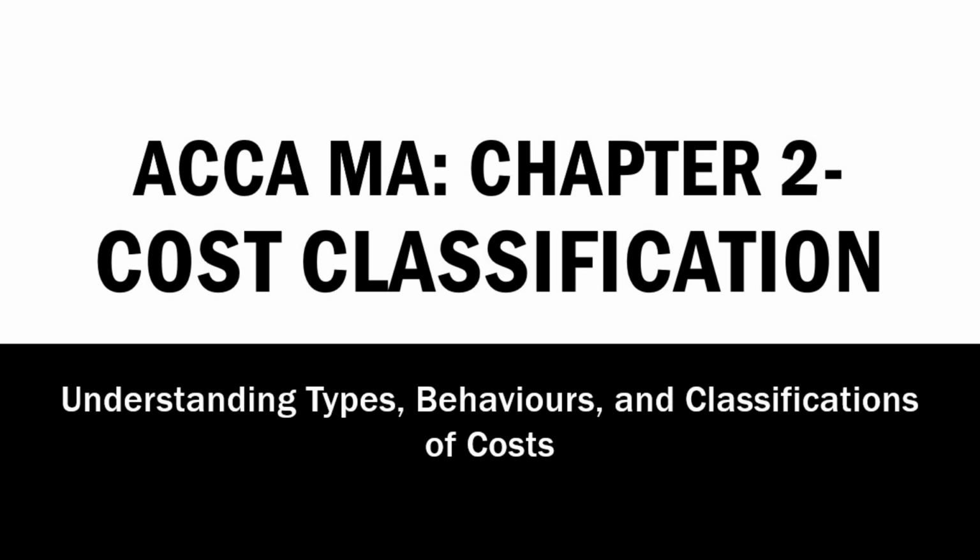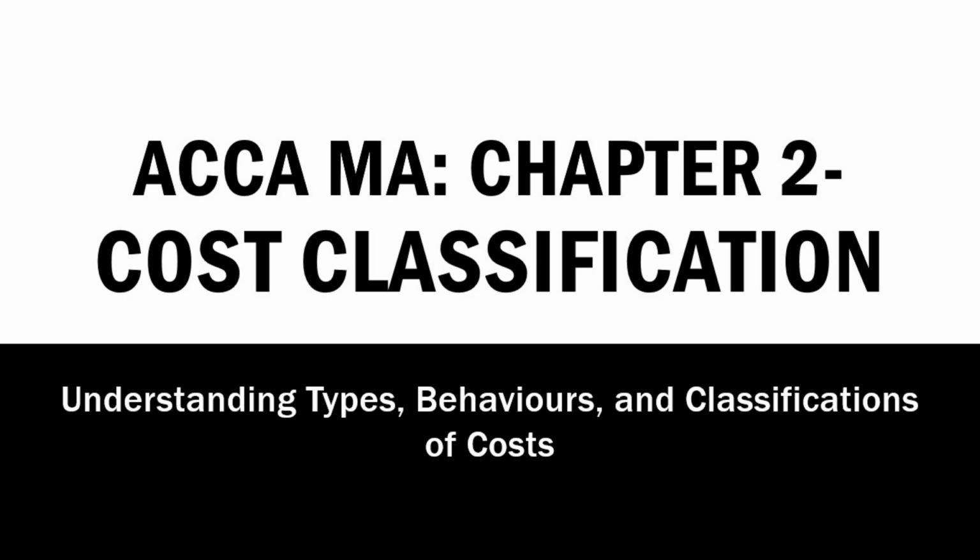Welcome to Chapter 2, Cost Classification, from ACCA Management Accounting. In this session, we're going to understand how different types of costs are defined, how they behave, how businesses track them, and why that matters for control, pricing, budgeting, and decision-making. This chapter is the foundation. If you don't understand cost classification, you can't do costing, budgeting, variance analysis, pricing, CVP, or performance evaluation later.